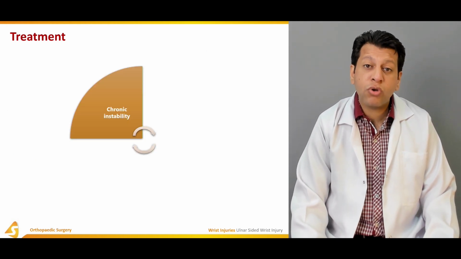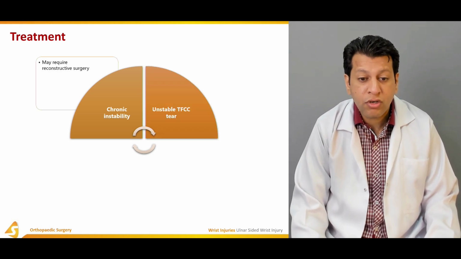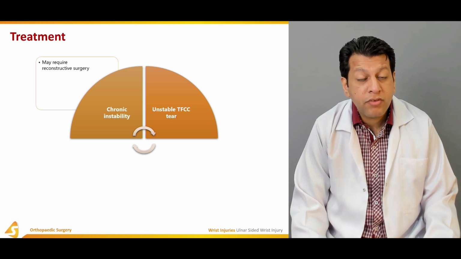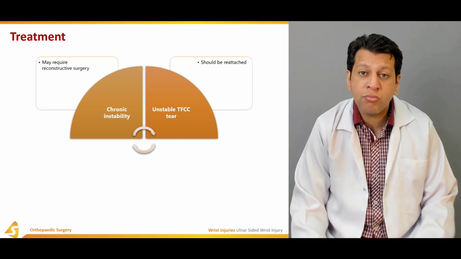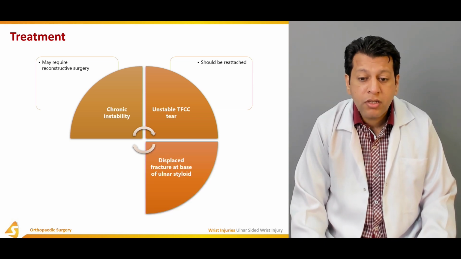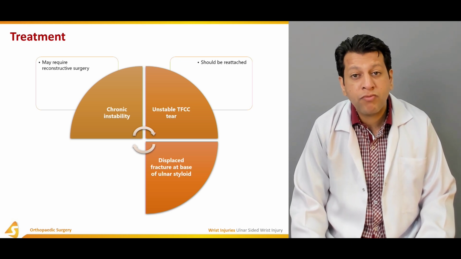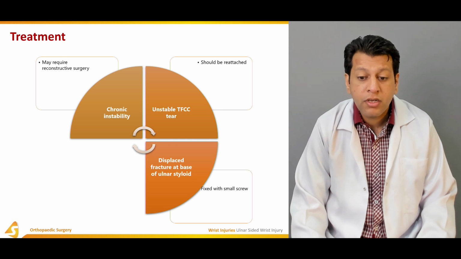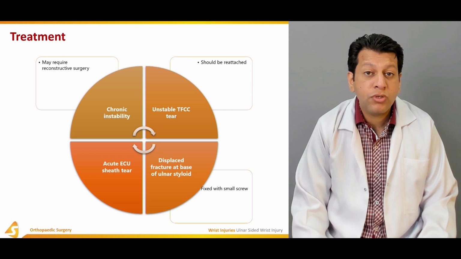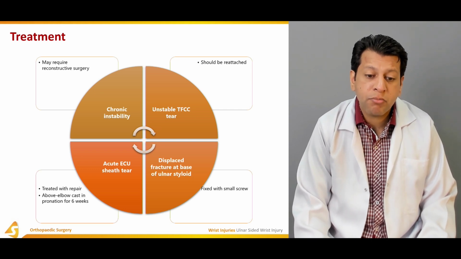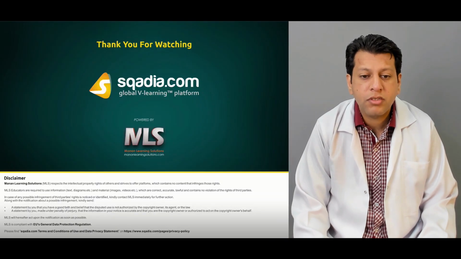Coming to the treatment of chronic instability, this may require reconstructive surgery, especially of the TFCC complex. If there is an unstable TFCC tear, we have to go for reattachment, or this may require repair, and most commonly it's done by arthroscopy. If there is a displaced fracture at the base of the ulnar styloid, this may require fixation in the form of a tension band construct, or it could also be fixed with a small screw. If there is an acute ECU sheath tear, it can be treated with repair, and usually an above elbow cast can be given in pronation for 6 weeks.